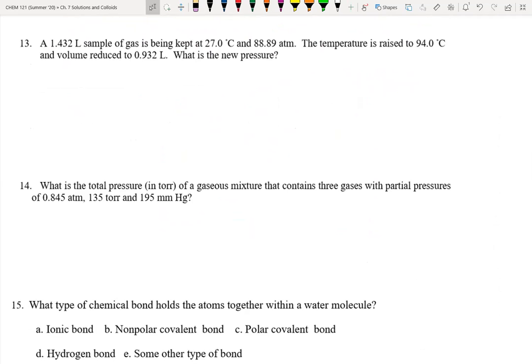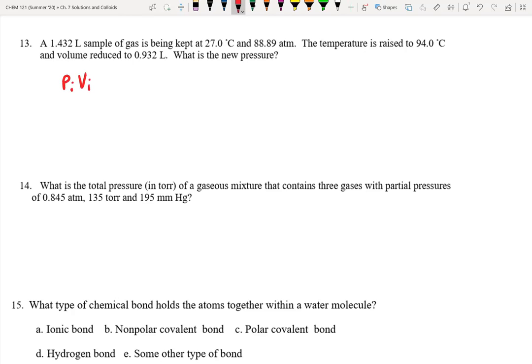It says we've got a 1.432 liter sample of gas, and it's being kept at 27 degrees Celsius at 88.89 atmospheres. And it says the temperature is raised to 94 degrees Celsius, and the volume is reduced to 0.932 liters. What is the new pressure? So this is a before and after comparison. And there's a few equations that we have where we can do these before and after comparisons. But here's the one that jumps out to me.